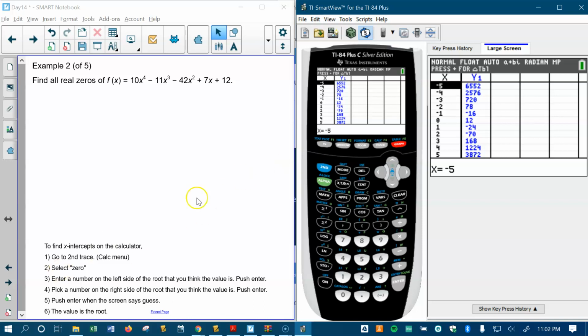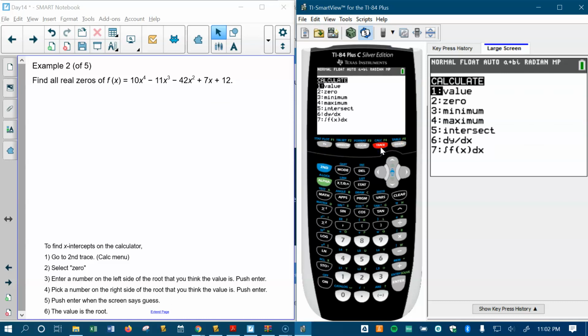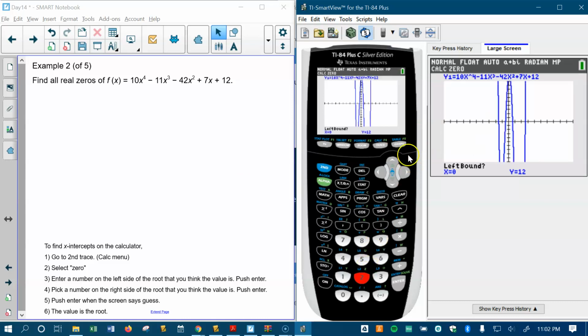The different method I'm going to do to find the x-intercepts is I'm going to do a second trace and select 0. So let's do second and trace. I'm going to go to this option here, 0, because remember 0 is a synonym for root. So let's do number 2. And it's going to ask me for a left bound. So instead of moving the cursor around, I'm just going to select 2 numbers around an x-intercept that I see.